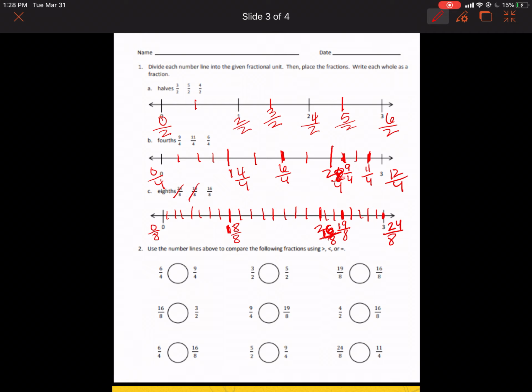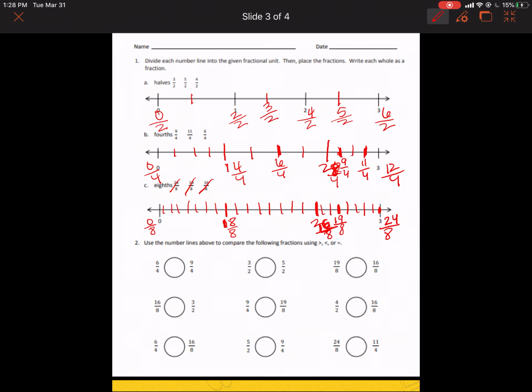And 16 eighths, let's see. And 16 eighths I labeled right here, right by the number 2. Check. Okay, next, number 2. Use the number lines above to compare the following fractions using greater than, less than, or equal to. So we're going to do that part together.